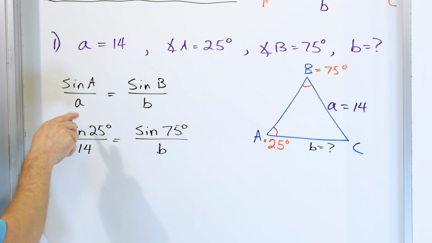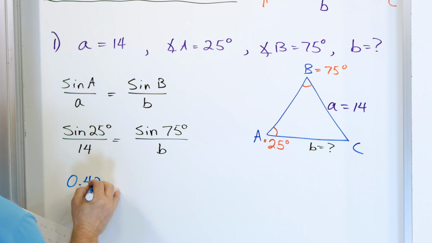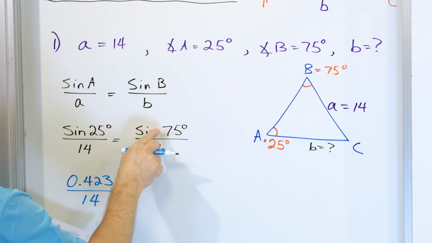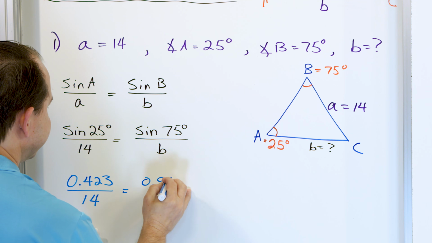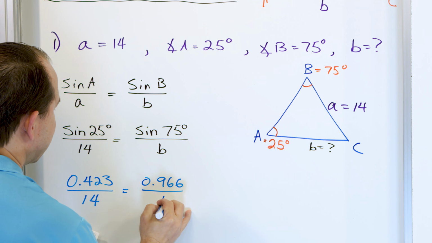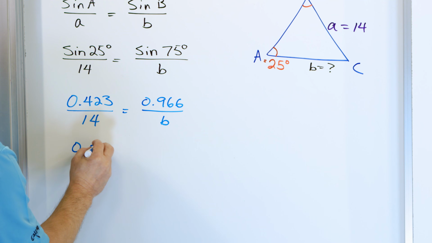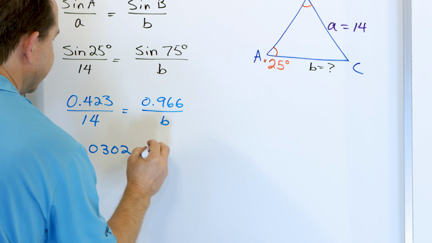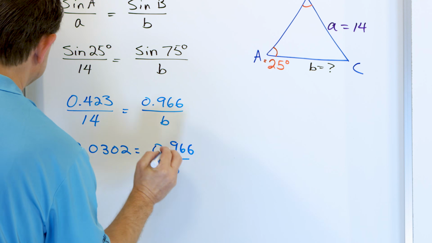So when you take 25 degrees and take the sine of it in a calculator, you get 0.423. You still have to divide by that 14. On the right-hand side, when you take 75 and take the sine of that in a calculator, you get 0.966. You still have to divide by B right here. Now, when you take 0.423 and divide by 14, you get 0.0302. And then you keep what's on the right-hand side, 0.966, and you're going to divide by B.